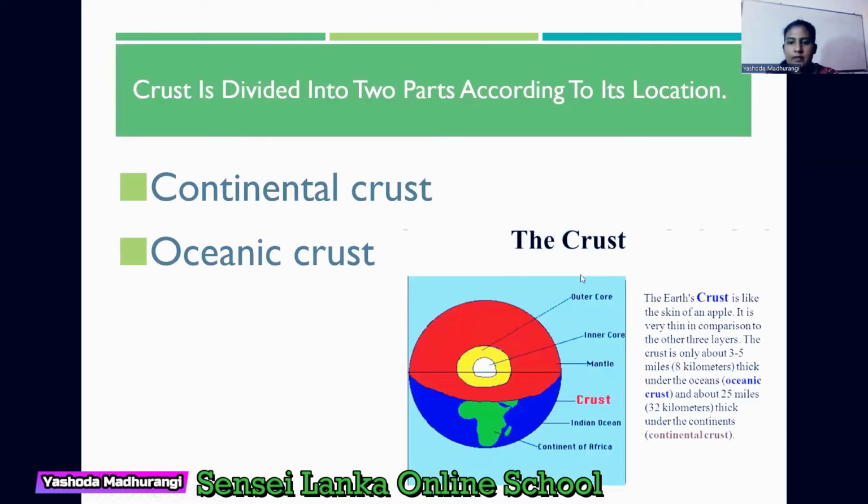These are the two. Look at this picture. The Earth's crust is like the skin of an apple. It is very thin in comparison to the other three layers. The crust is only about 3 to 5 miles or 8 kilometers thick under the oceans. That is oceanic crust. And then 25 to 30 miles or 32 kilometers thick under the continents. That is the continental crust. So look at this picture for a while. You will understand it easily.